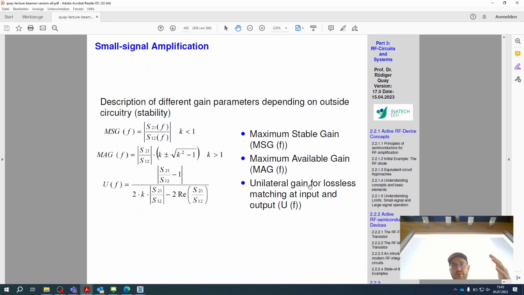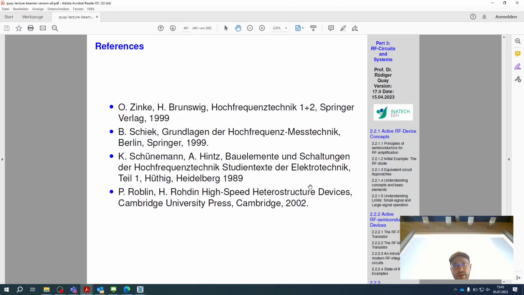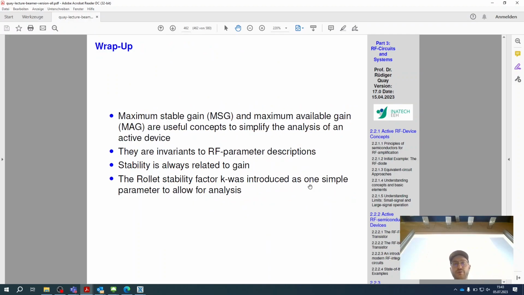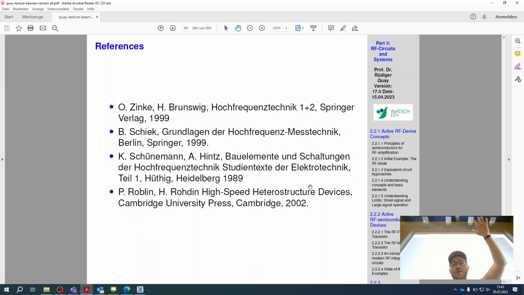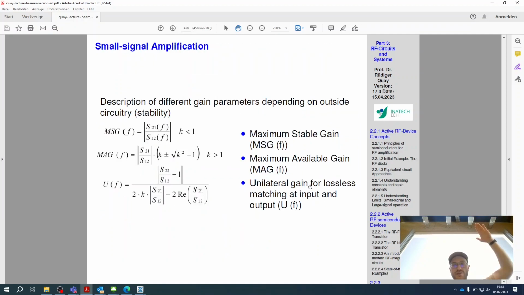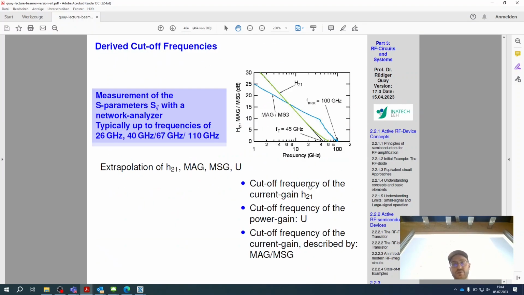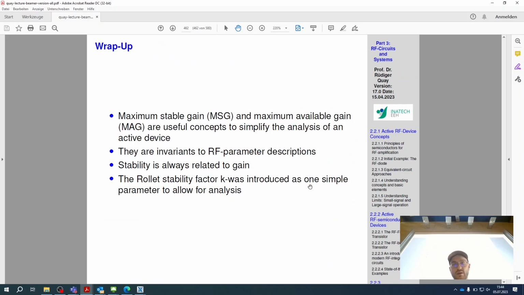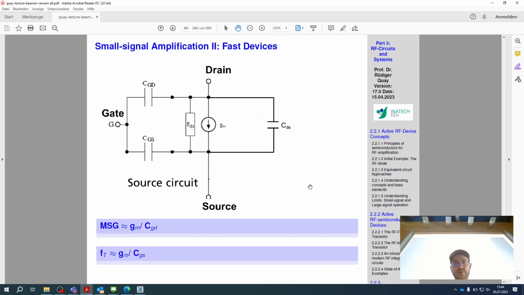The K is a parameter that is dependent on the gain. K is the stability factor. K is used to define the stability. Above 1, you're unconditionally stable. Under 1, you're not unconditionally stable, so your device might start to oscillate. Yeah, and you have these factors.